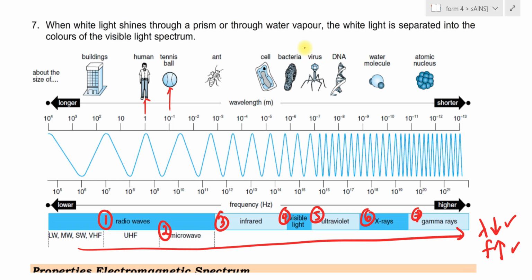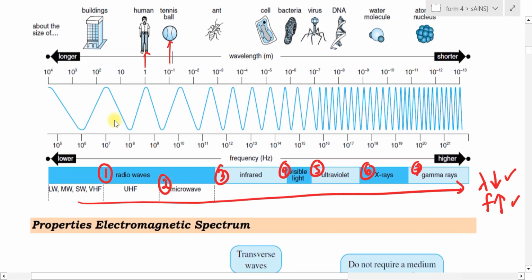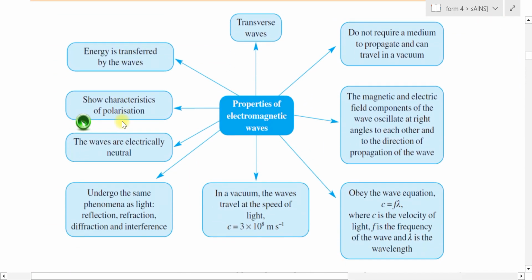10 power 3 macam semut. Dia bagi tahu light tu comparatively how long is that. We have a light very short like atomic nucleus. See that or not? Alright. So these are the spectrum. Kita kena tahu apa ciri-ciri dia.